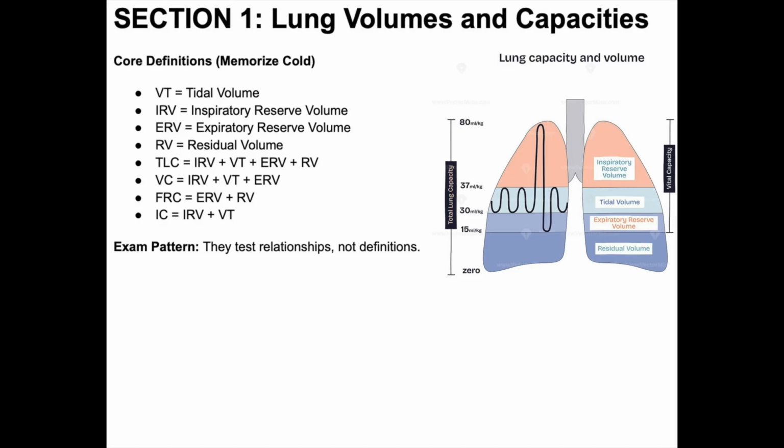FRC is especially important because it represents the balance point between lung recoil inward and chest wall recoil outward. That equilibrium concept will come back later when we talk about pulmonary vascular resistance. So memorize the math, but also understand the architecture, and the math will follow.